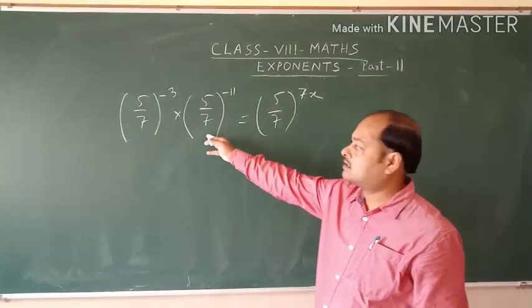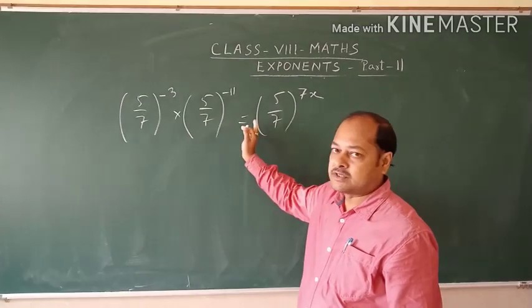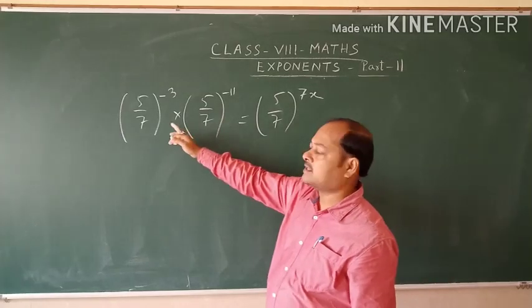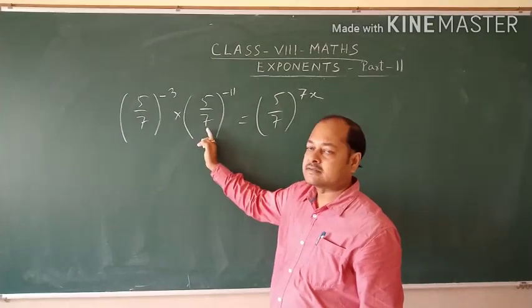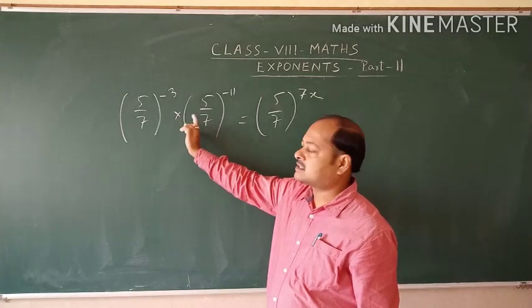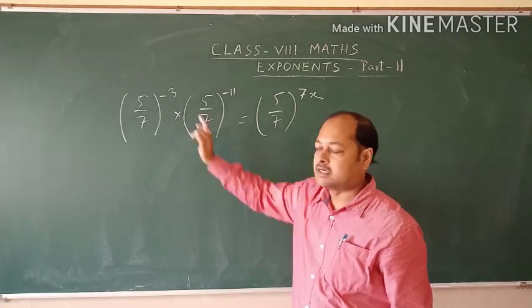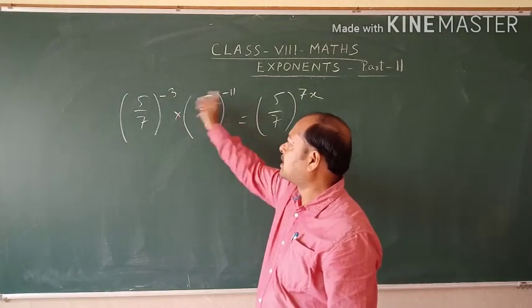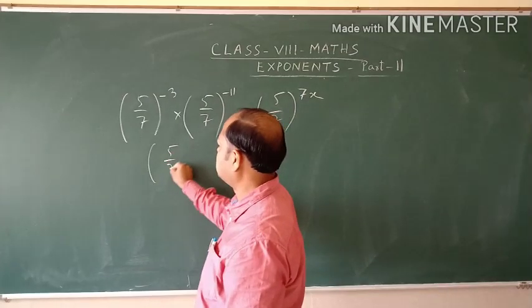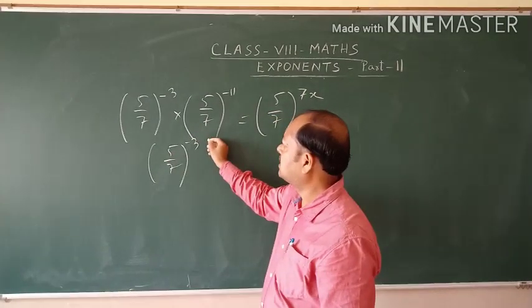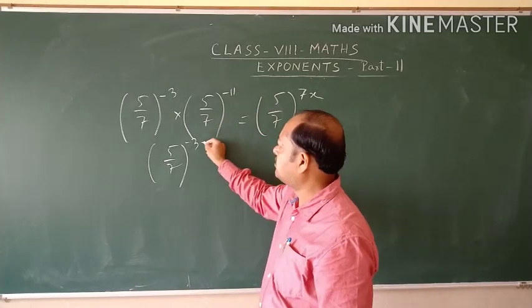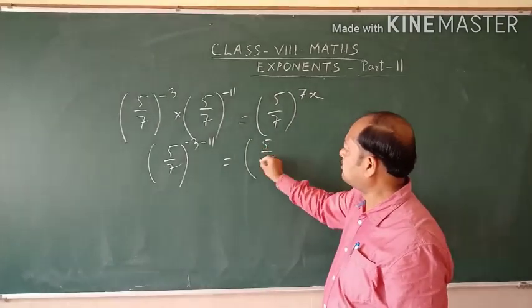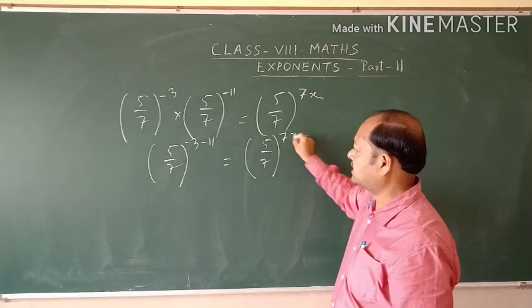Sometimes this type of question comes. You see here, there is an equation, and on the left hand side some values are written and on the right hand side some values are written. On the left hand side you see this fraction has a common base, but the relation between the two is multiplication. What is the operator used here? Multiplication. So whenever the base is the same, we add the powers. So write the base here, 5 upon 7, and the powers are minus 3 and minus 11, which will be minus 14, equal to the right hand side. On the right hand side, 5 upon 7 and the power is 7x.